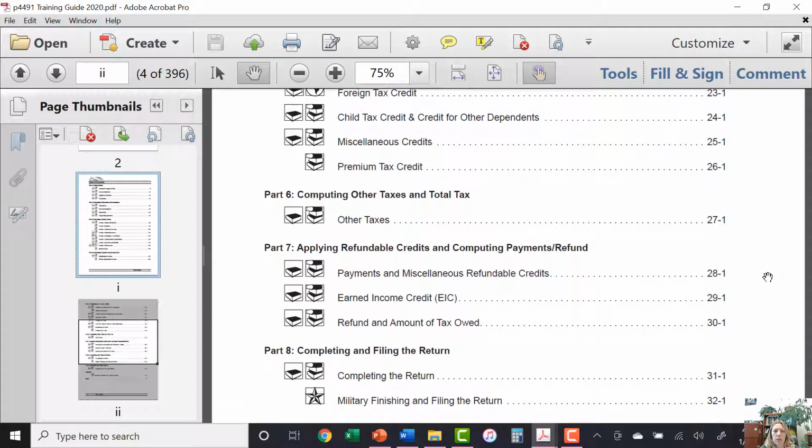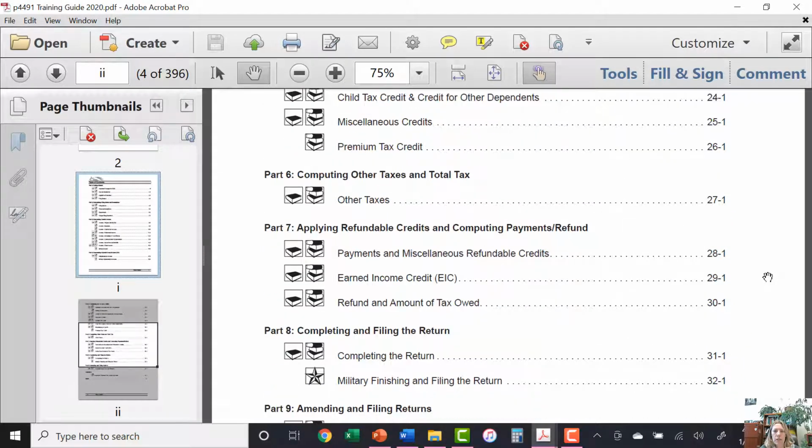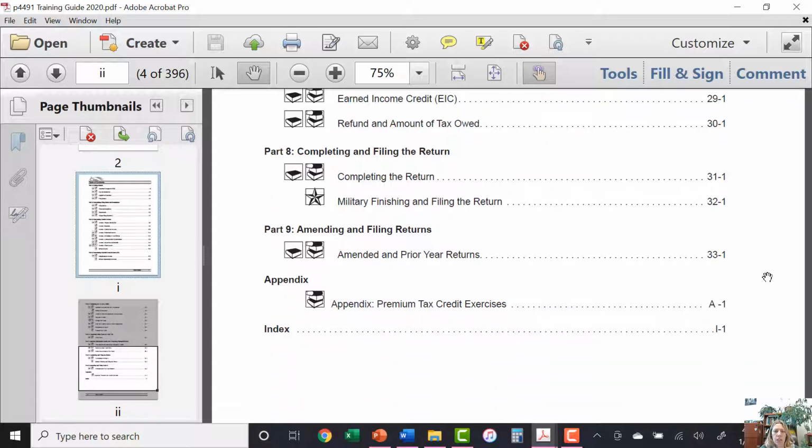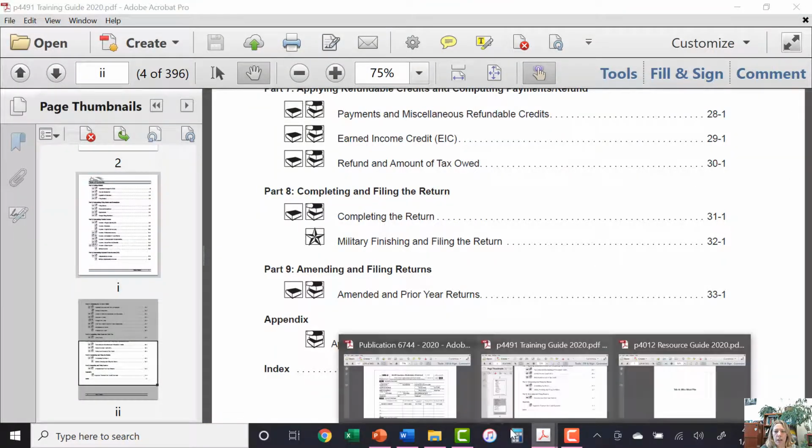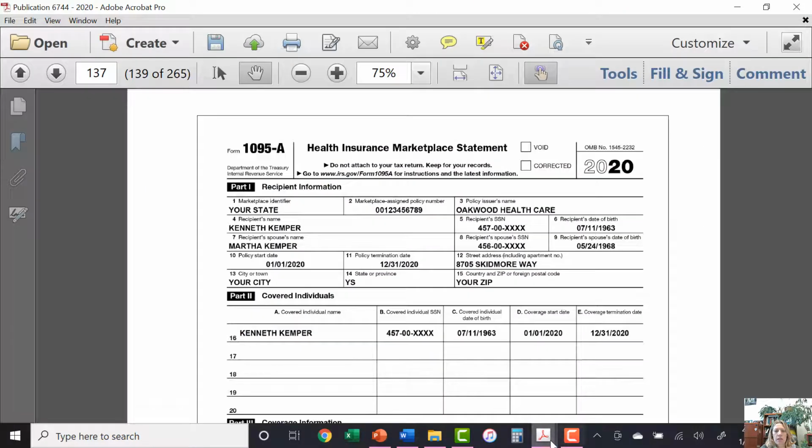Oh, the taxes. Tax credit 26. Okay. All right, I'm going to go ahead and get out of this. I want to walk over to my resource guide. Here's my training guide. I want that guy. Here, oh, it's not that guy.